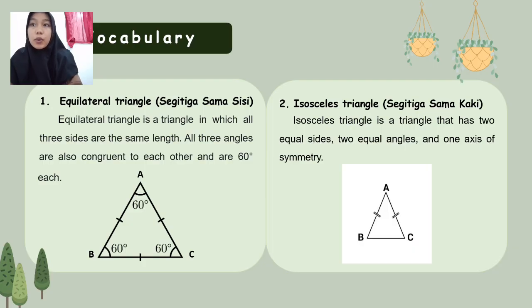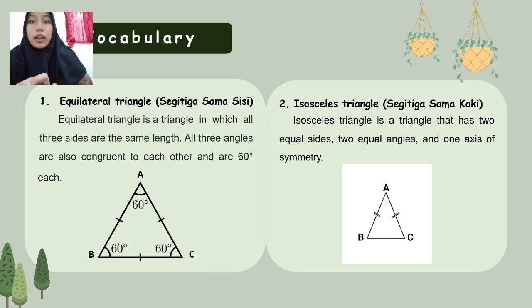First we have equilateral triangle. In Indonesian we say segitiga sama sisi. Equilateral triangle is a triangle in which all three sides are the same length. All three angles are also congruent to each other and are 60 degrees each. This is the illustration.